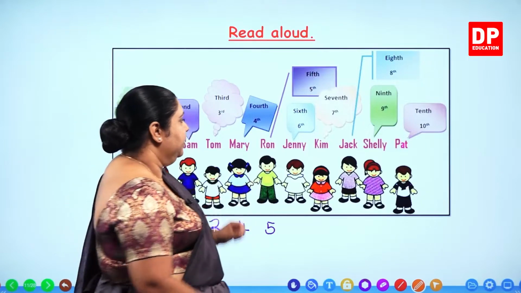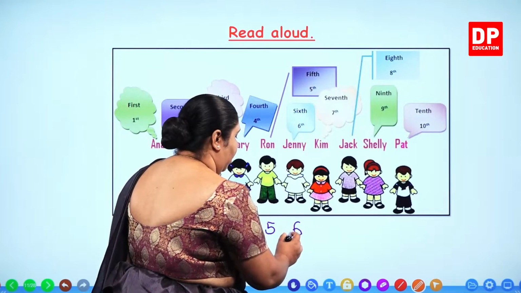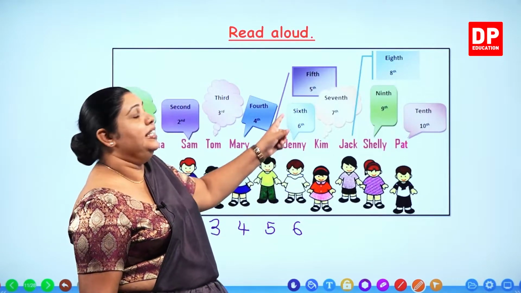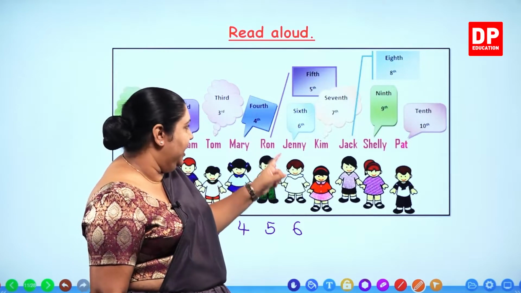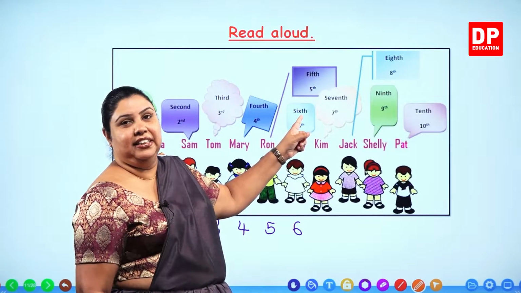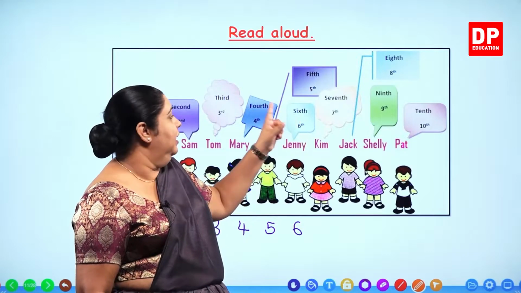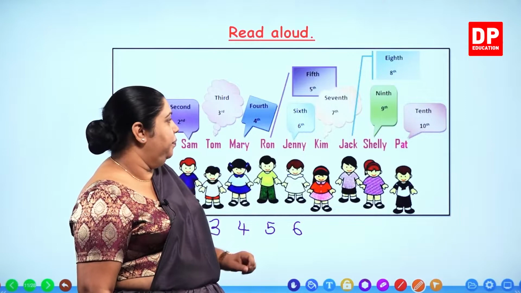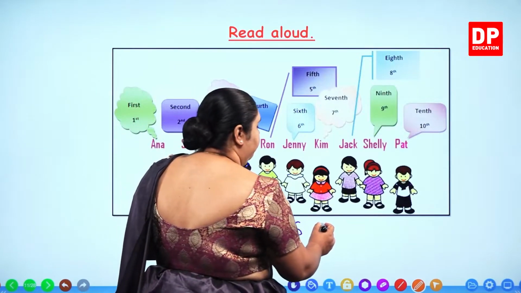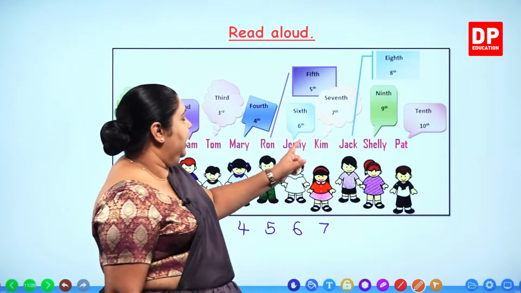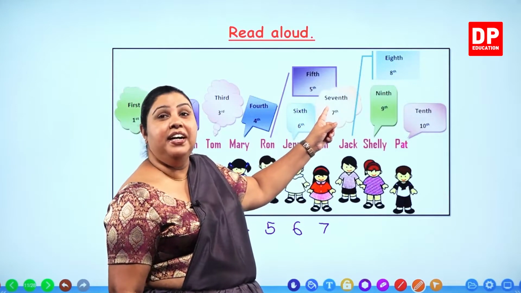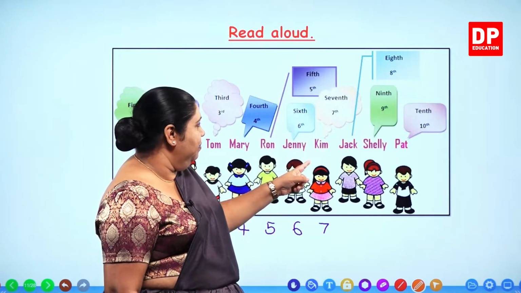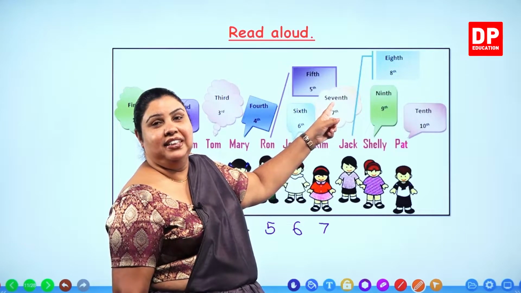Next one. Jenny. Jenny is the sixth. You have to read after me. You have to read aloud. Jenny is sixth. Then we have Kim. Kim is the seventh.